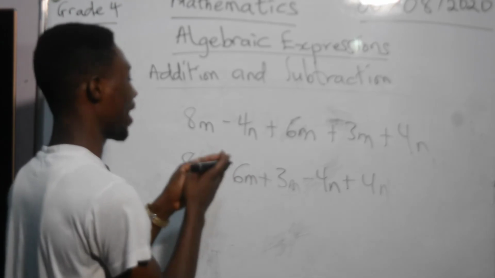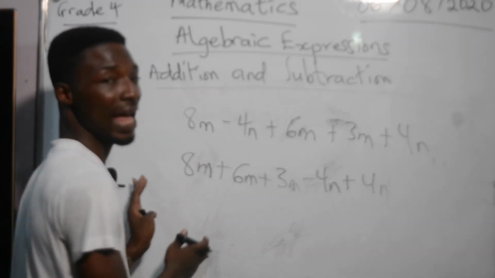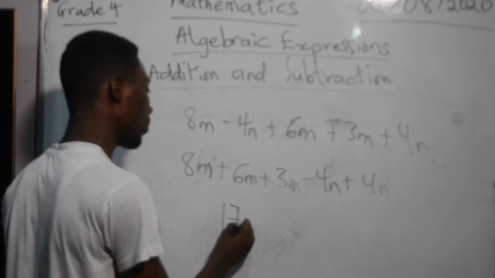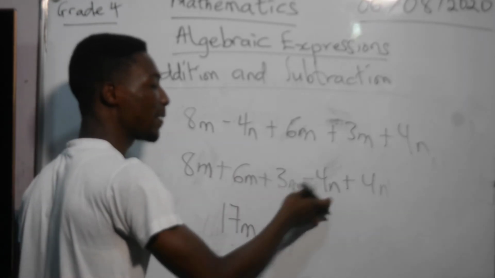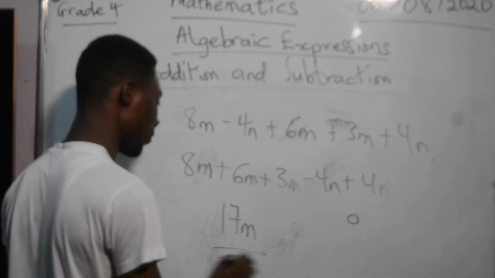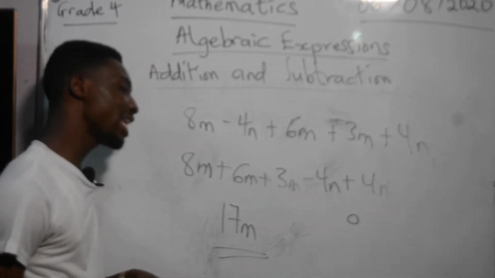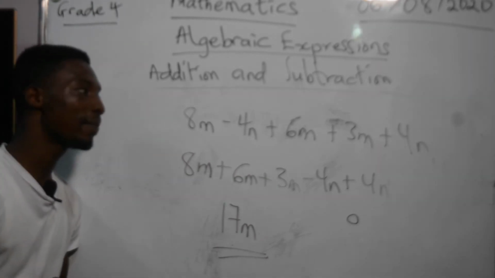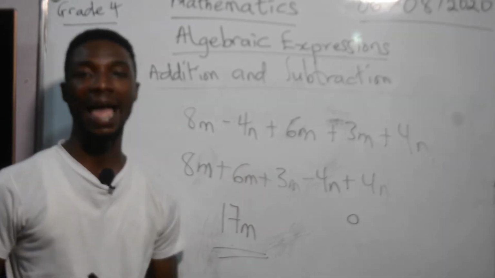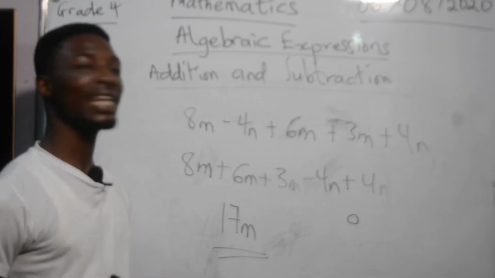So I can put my like terms together. 8m plus 6m will give us 14m. Plus 3m will give us 17m. Minus 4n plus 4n will give us 0. So at the end, our result for 8m minus 4n plus 6m plus 3m plus 4n is 17m. Let's take another example.